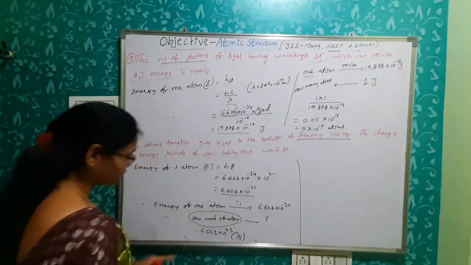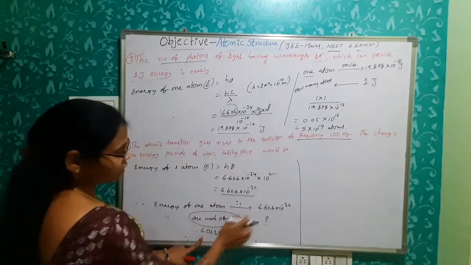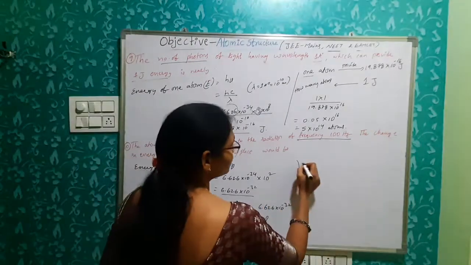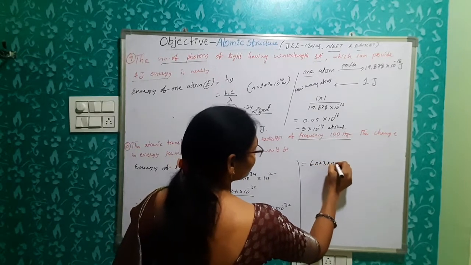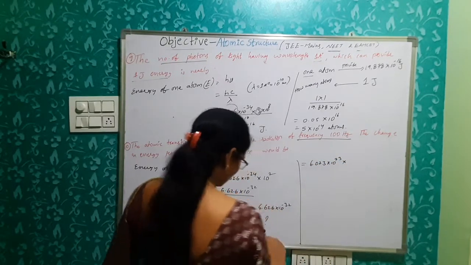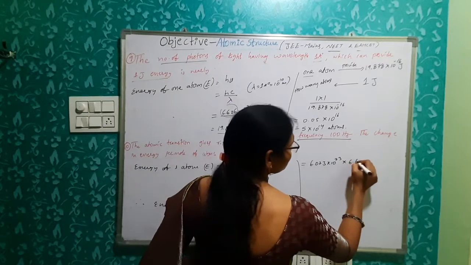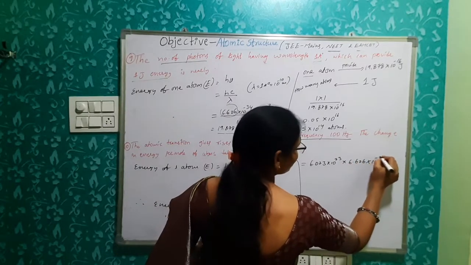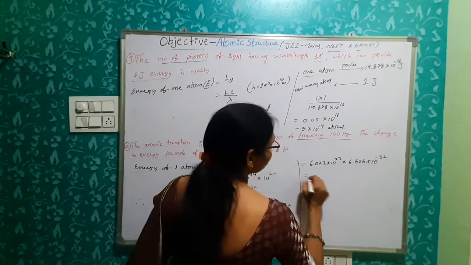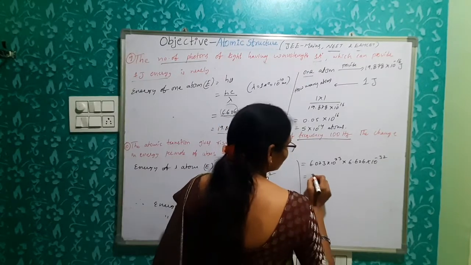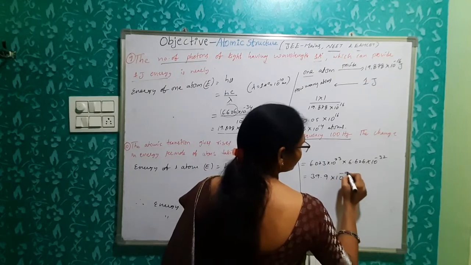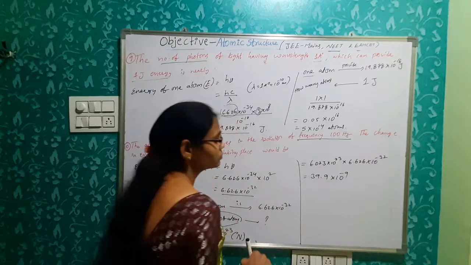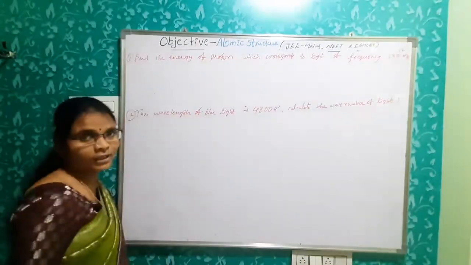Simply here, multiply these two, we will get the answer. That is equal to 6.023 into 10 power 23 into 6.626 into 10 power minus 32. How much? 39.9 into 10 power minus 9. Okay. Next.